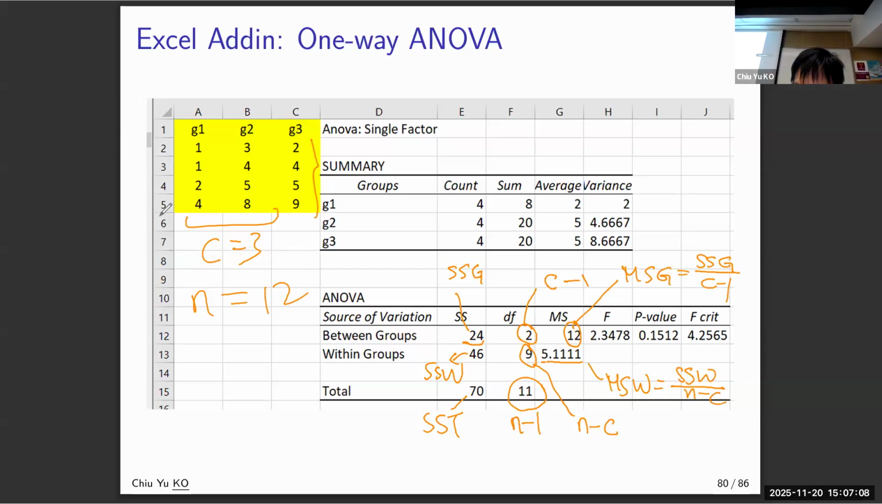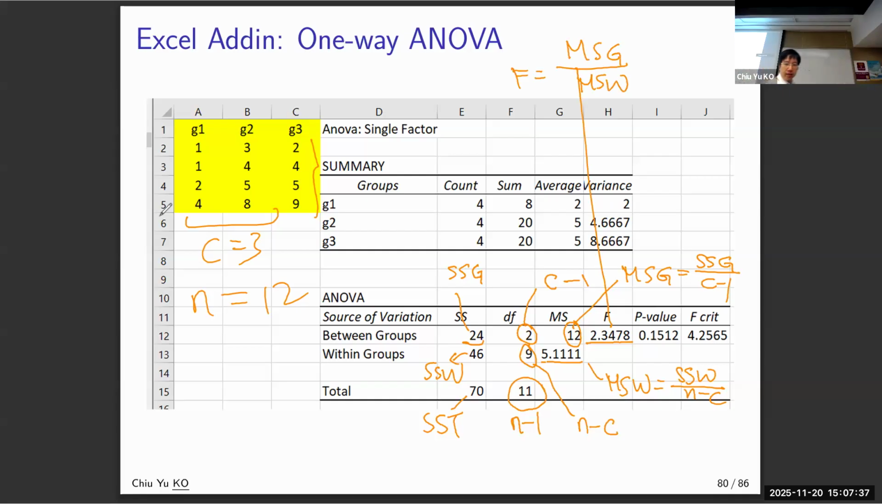Okay? And finally, as I said, this F test, this F will be MSG over MSW. MSG will be much larger than MSW, because MSW is just within group, just calculating sigma square. But MSG potentially is more than sigma square, because the groups are also located at different locations. Because they're located differently, that will be included in MSG.